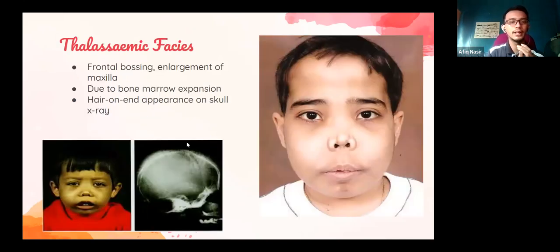Next is the thalassemic facies, also known as chipmunk facies. In thalassemia patients who are older children, we could find frontal bossing and enlargement of the maxilla because of the bone marrow expansion.